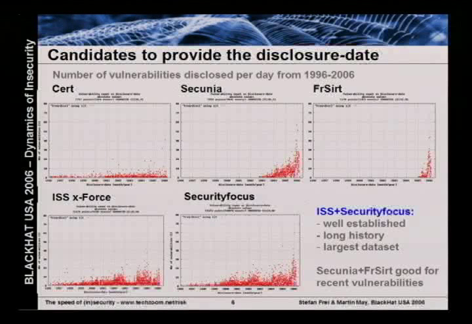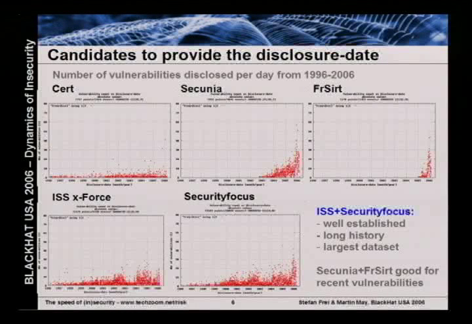When we look at this, we immediately see that Secunia and FR-CERT started relatively recently. If you want to look back for more than a couple of years, they cannot provide all the data we need. However, at the rate they provide data right now, it is very good, and they are considered potential candidates for providing this disclosure date in the future. CERT has a history that goes back even before 96, but the number of vulnerabilities and the speed at which they provide them was not good enough for our analysis. So we decided to take this information from both ISS X-Force and Security Focus.